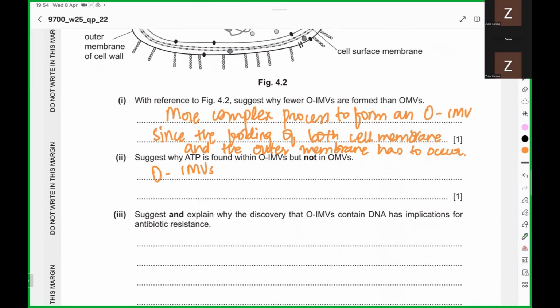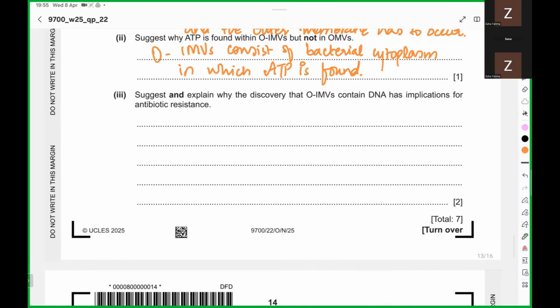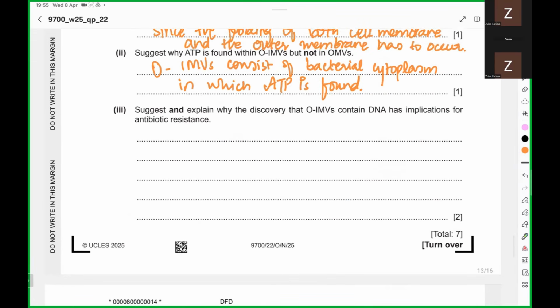OIMVs consist of bacterial cytoplasm in which ATP is found. Suggest and explain why the discovery that OIMVs contain DNA.